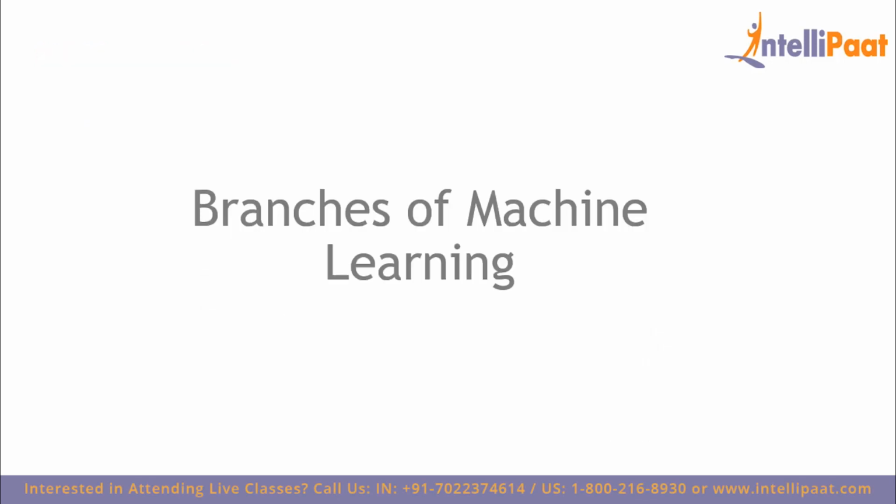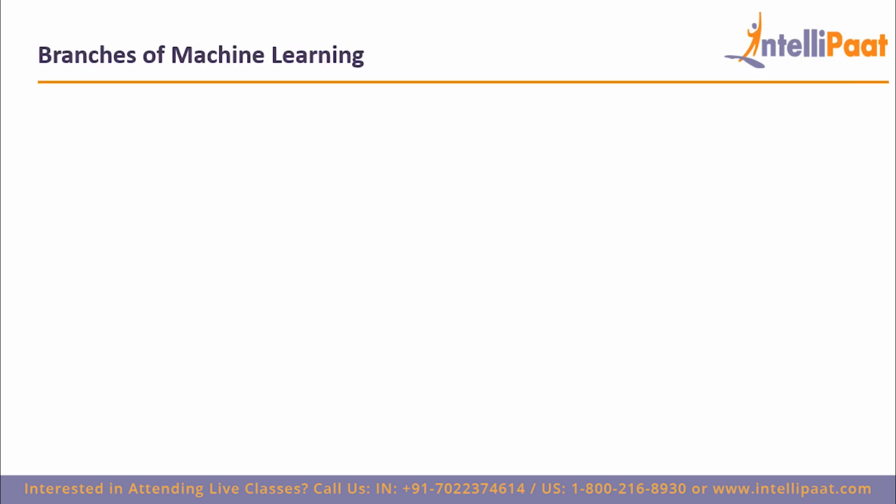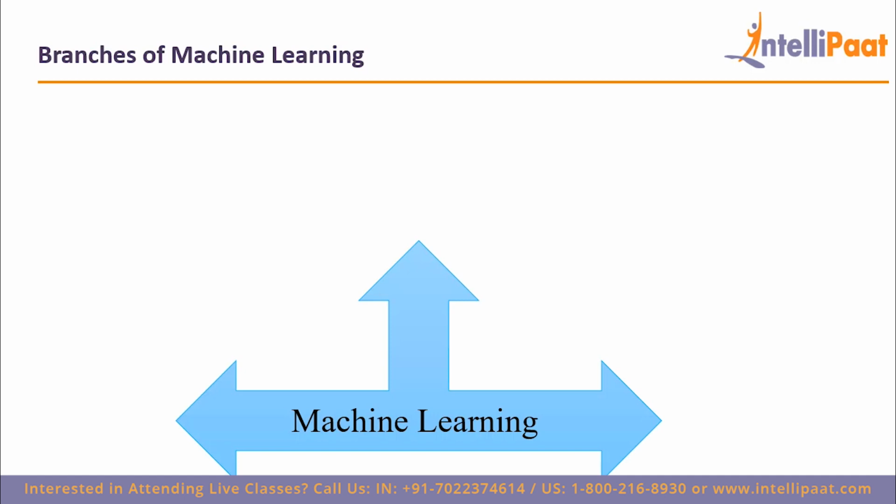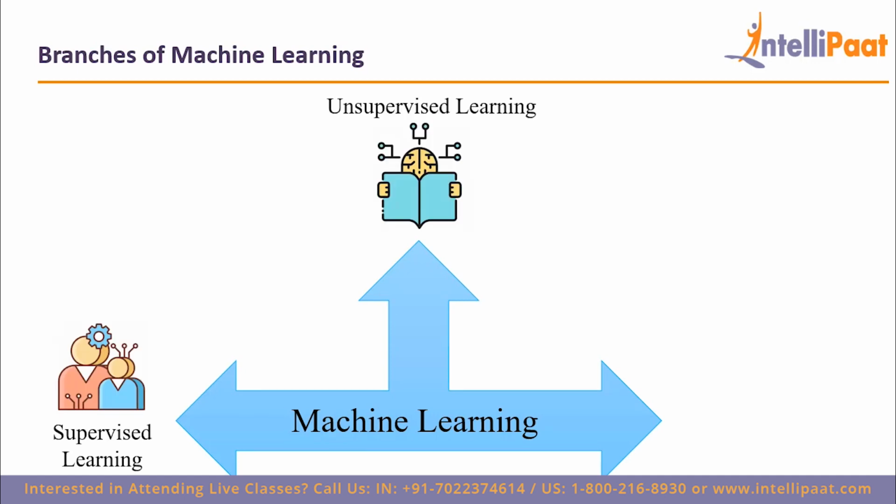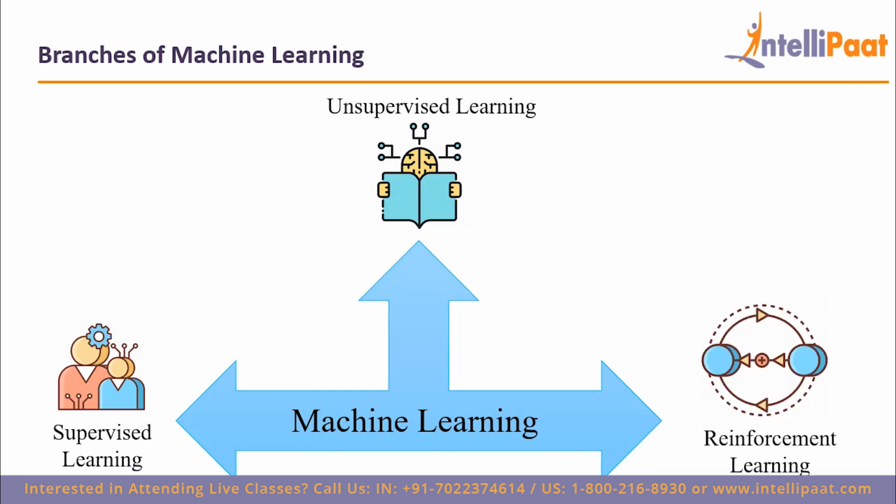So now let's discuss the broad classifications of machine learning. So machine learning can be broadly classified into three categories. The first category is called supervised learning. The second category is called unsupervised learning. And the third category is called reinforcement learning, which is the main topic for this course.